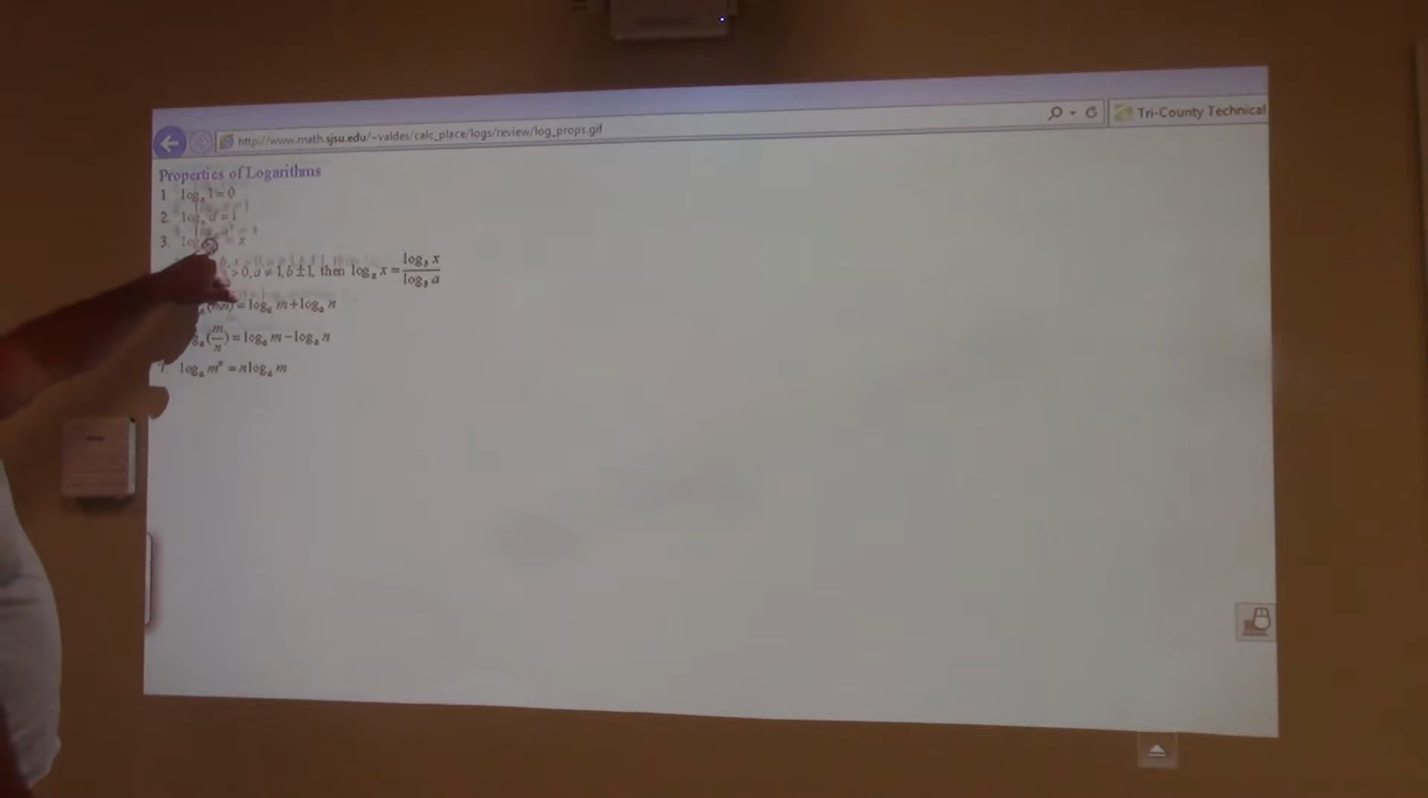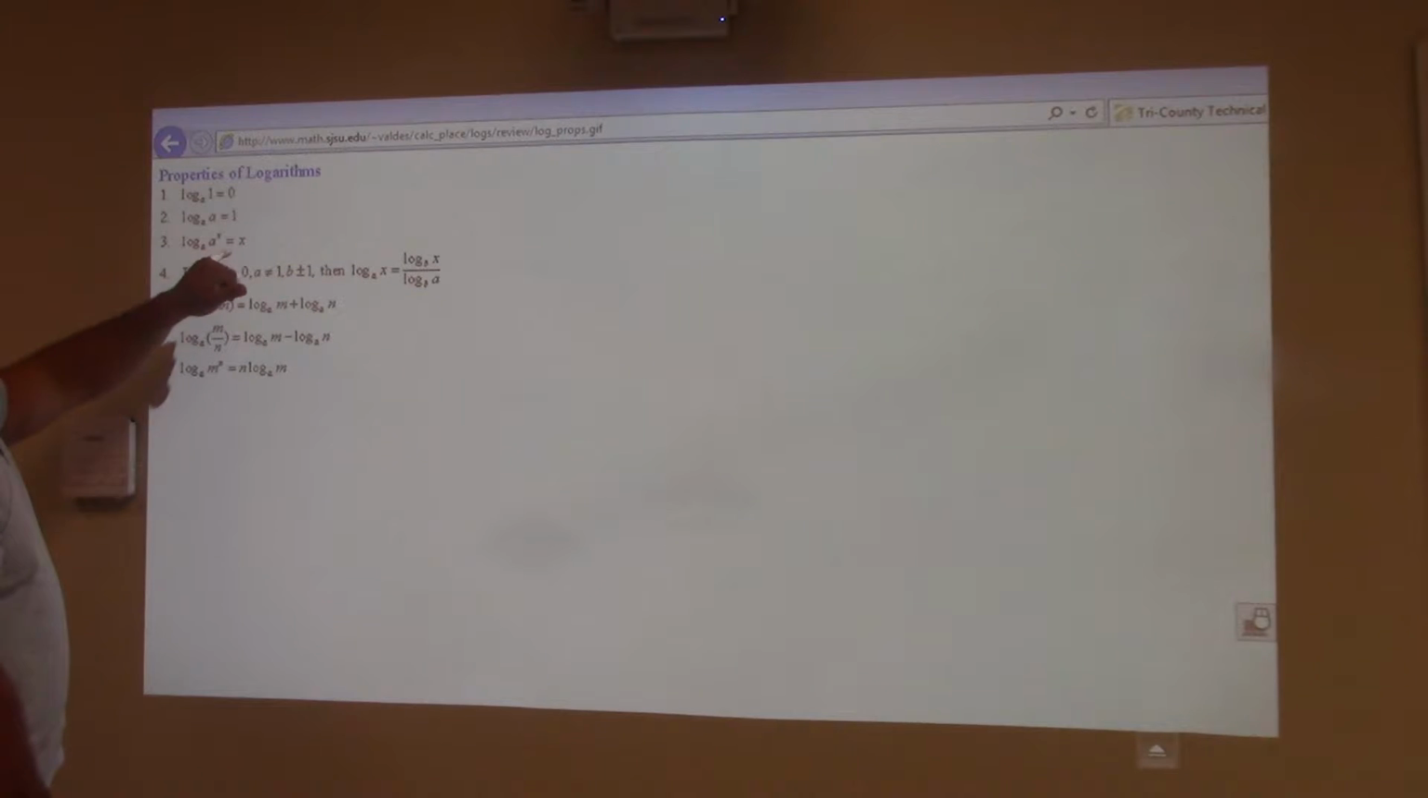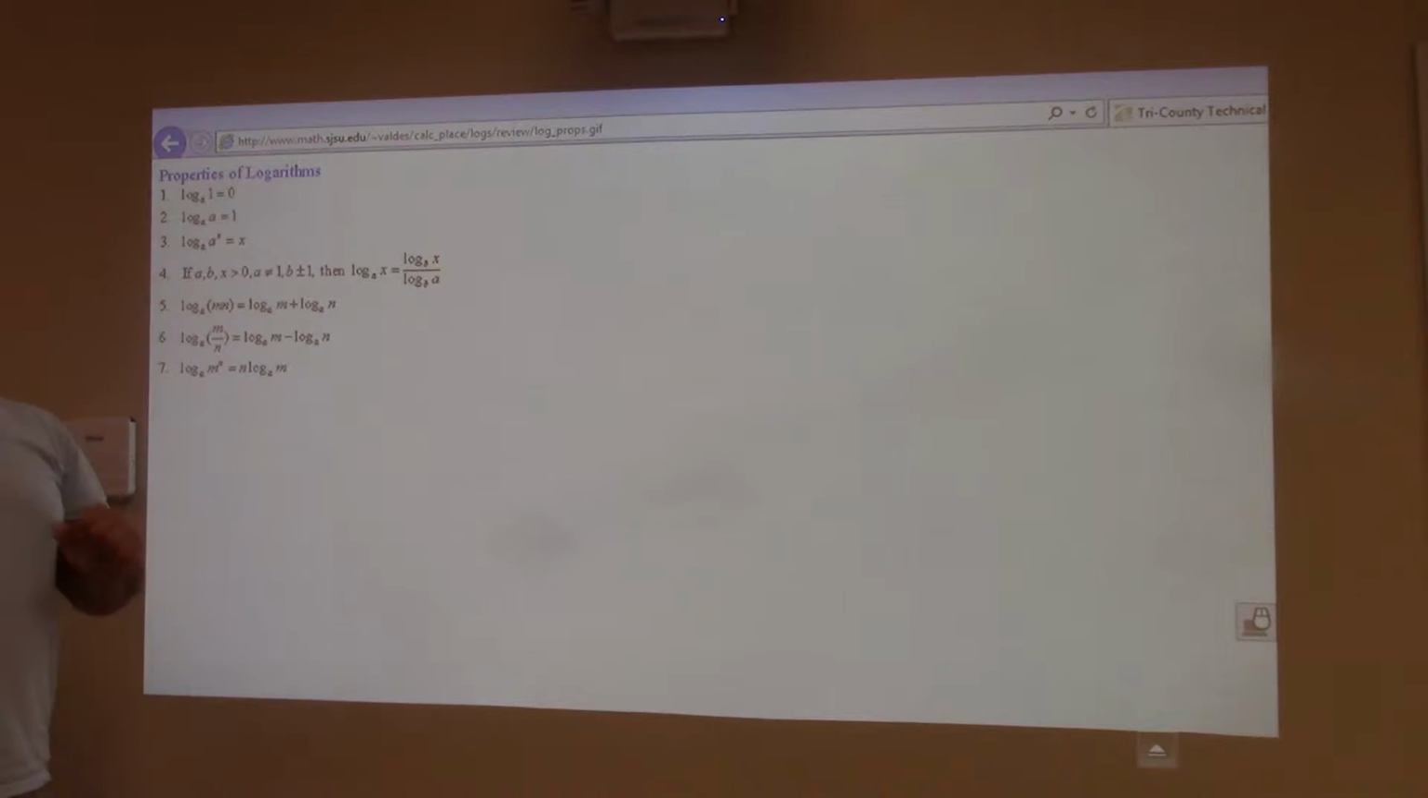Log base A of A. If the A and the A are the same, in other words, log base 10 of 10 to the 5th is equal to 5. If the base is the same as the number beside the log, then it's equal to the exponent. You're going to see that in diffie-q a good bit. And all those other ones are ones that I showed you.